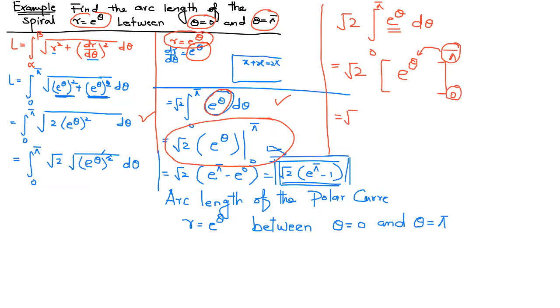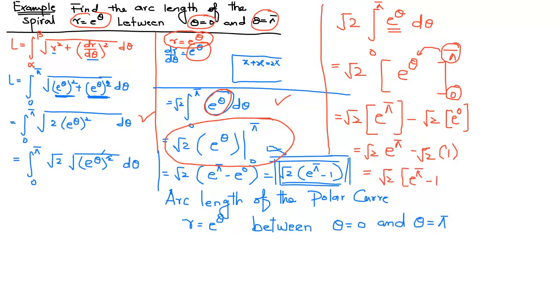So if I put pi here, this will be e power pi, minus square root of 2, and we have to put 0 here. So that is equal to square root of 2 e power pi minus square root of 2 e power 0, and e power 0 is equal to 1. So you can take square root of 2 outside, that is equal to square root of 2 times (e power pi minus 1). So this is the same answer. We just take the integration. Got it? Okay, good. So this is about the arc length.